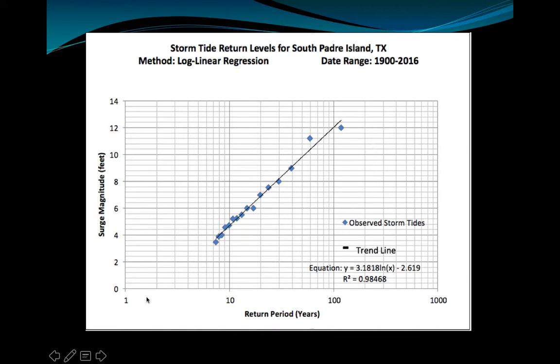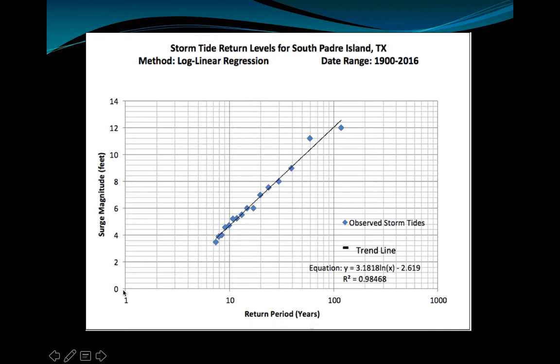This analysis here is called a log linear regression method, and let me explain what that means. The log stands for logarithmic. Look at the x-axis along the bottom of the graph. We see 1, 10, 100, and 1,000. This is time or return period in years, and the major breaks are logarithmic, meaning they go up by a factor of 10. Look at the y-axis. The major breaks here all go up by 2, and this is storm surge magnitude in feet. This is linear. They all have the same amount of distance between each of the major breaks.